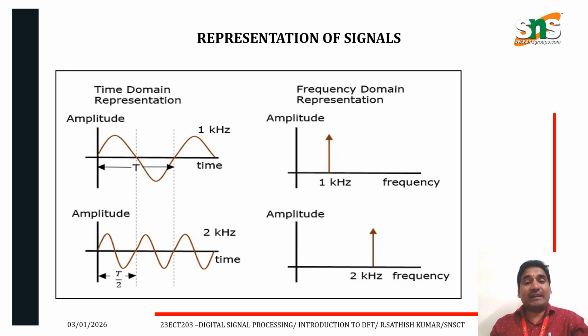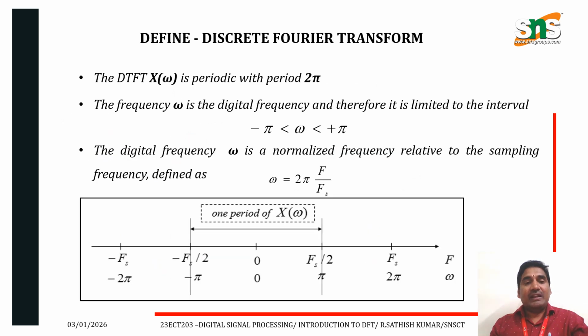Next one, this is another representation of the signals in terms of the Fourier transform. First, the time domain signal with respect to time and amplitude, which is mentioned as 1 kilohertz, can be converted into the frequency domain in terms of 1 kilohertz. Sampling the same signal, it can be converted into two different periodic signals, that is written as T by 2 and another T by 2, that can be converted into the frequency domain in terms of 2 kilohertz with respect to amplitude and frequency. Next one, discrete Fourier transform.